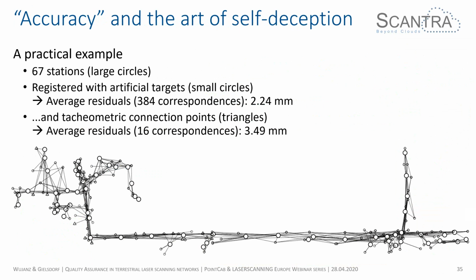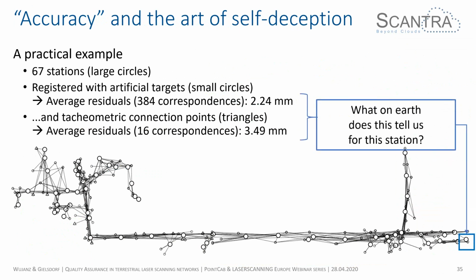Residuals tell you something, but not all. This is also a practical example from one of our clients. It's just a small part, 67 stations registered with artificial targets highlighted by these small circles. What this company did was they reported how many targets they used and the average residual, which was 2.24 millimeters. They also had control points. They mentioned, look, we have 16 correspondences, and the average residuals are 3.5 millimeters. And everybody was happy. Now the question is, if we look at this configuration, what on earth do these numbers tell us for this particular station on the right-hand side of this network?